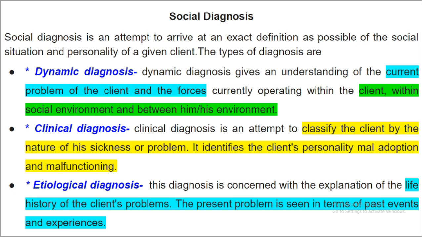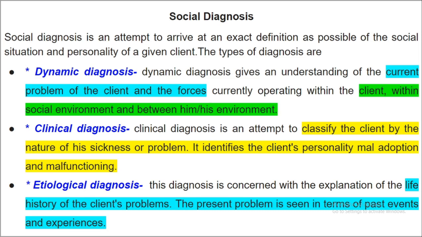Again, social diagnosis has three types: dynamic diagnosis, clinical diagnosis, and etiological diagnosis. Dynamic diagnosis gives an understanding of the current problem of the client and the forces currently operating within the client, within the social environment, and between him or her and the environment. So dynamic diagnosis is about the current problem of the client, the problem that is operating within the client. That means dynamic diagnosis is related to the client and his or her environment, and the interactions between them.